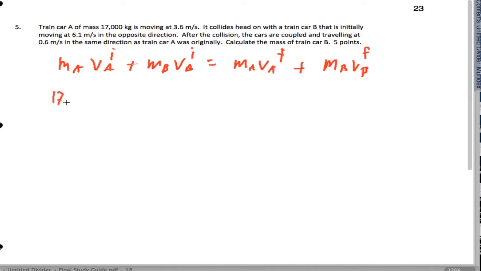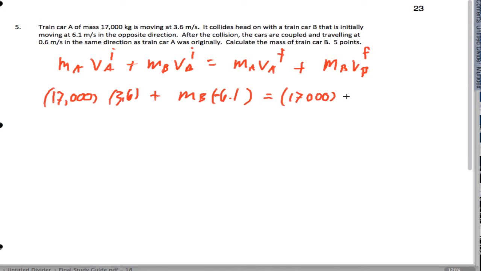So here we have a 17,000 kilogram car moving at 3.6, and we have this train B whose mass we don't know, moving in the opposite direction. And what ends up happening is that the car is moving at 0.6, the train A car, and train B is also moving at 0.6.